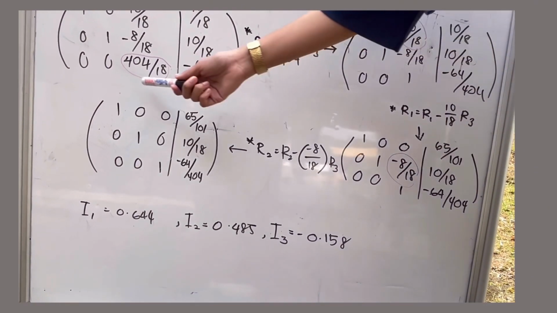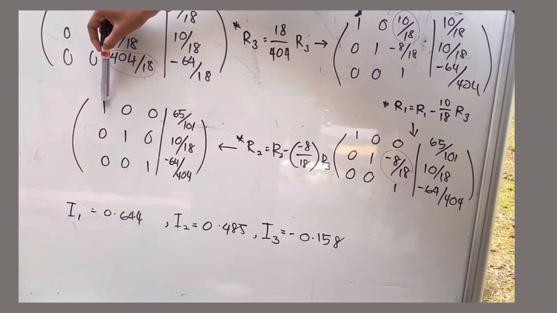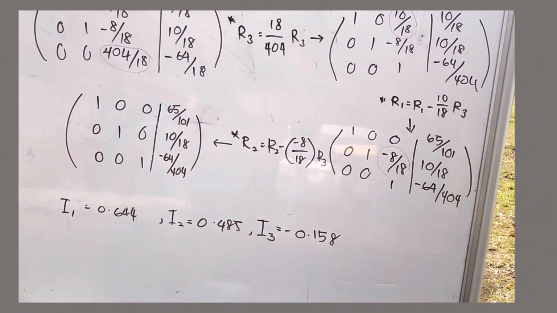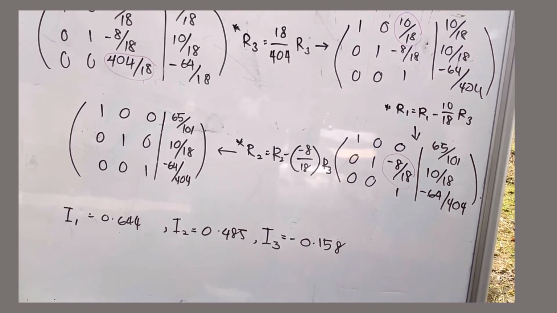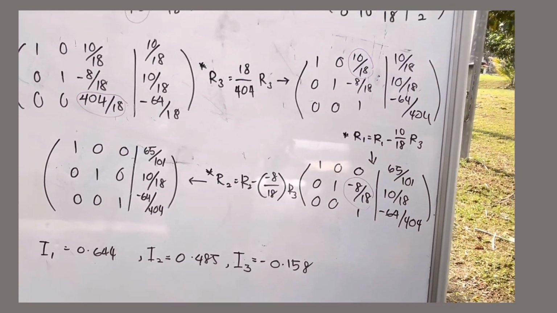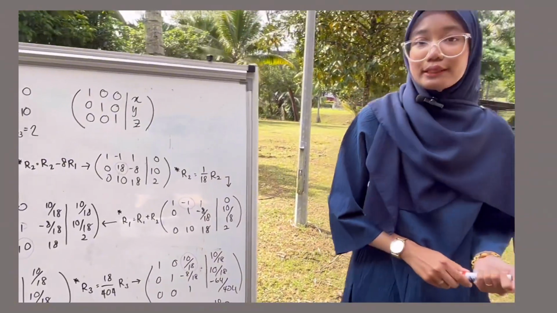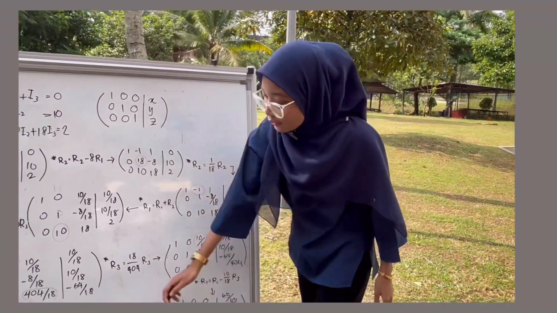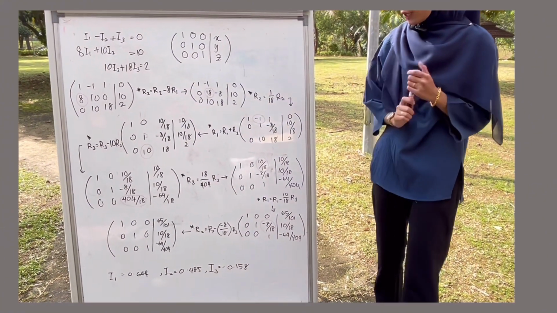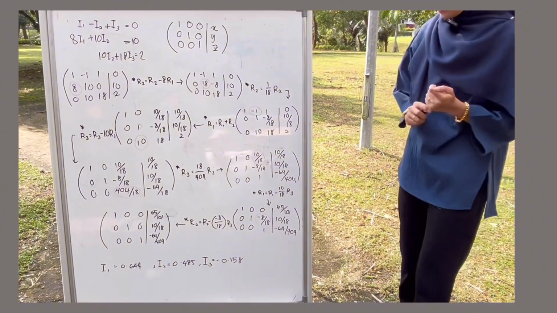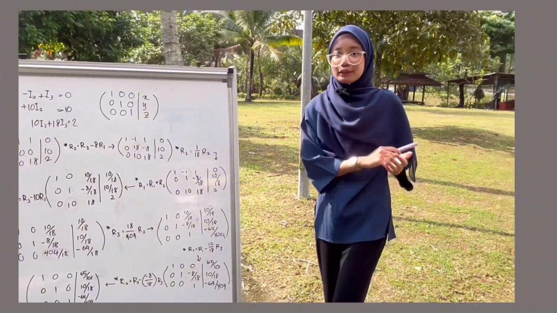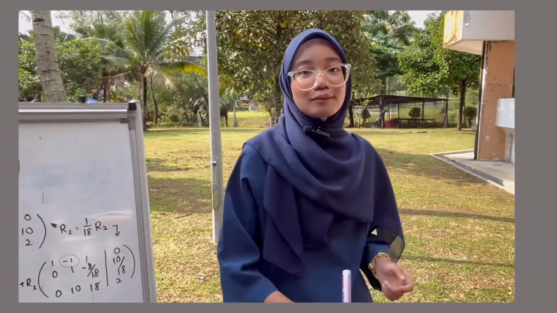Okay, we look at this part. It has already become 1 0 0 and 0 1 0 and 0 0 1. So we can already calculate the value for I1, I2 and I3 by using simultaneous equations with your calculator. So here I got I1 equal to 0.644. For I2 I got 0.485. And for I3 I got negative 0.158. That is how we do it.